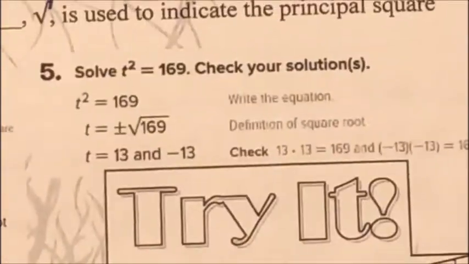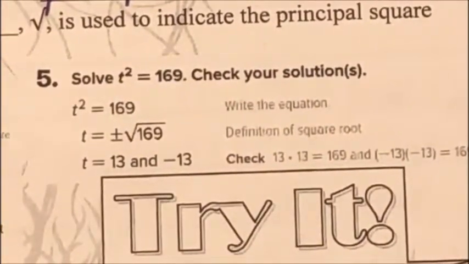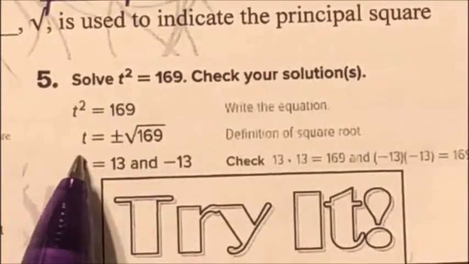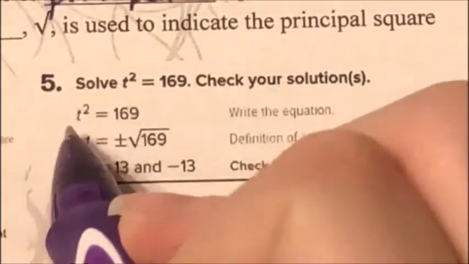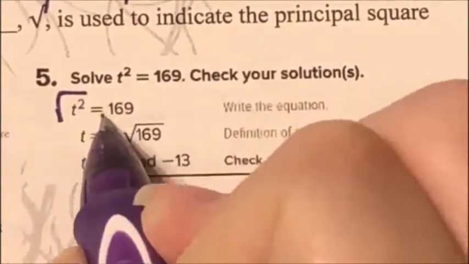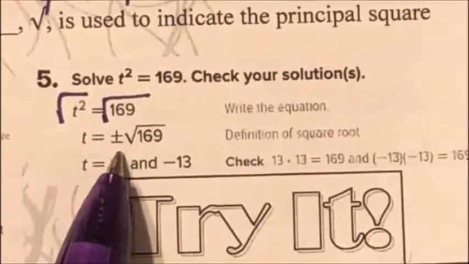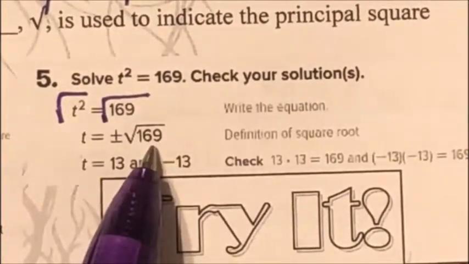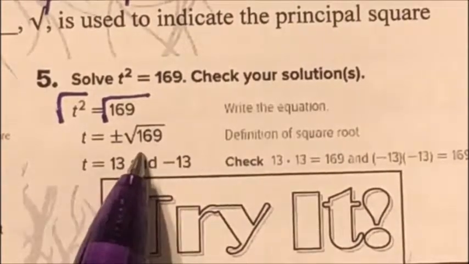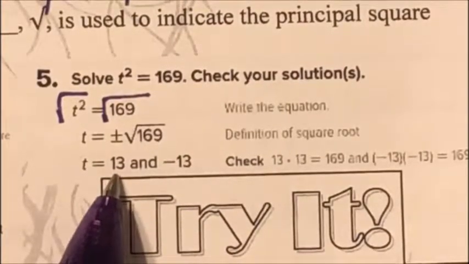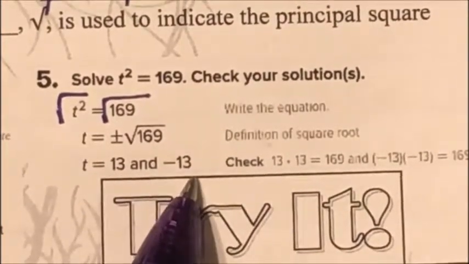Okay, it says solve t squared equals 169. Check your solution or solutions. Okay, t squared equals 169, so that means I can square root both of these. Okay, t squared gives me t equals plus or minus the square root of 169. Technically, 13 times 13 or negative 13 times negative 13 gives me 169. So my two answers are 13 and negative 13.